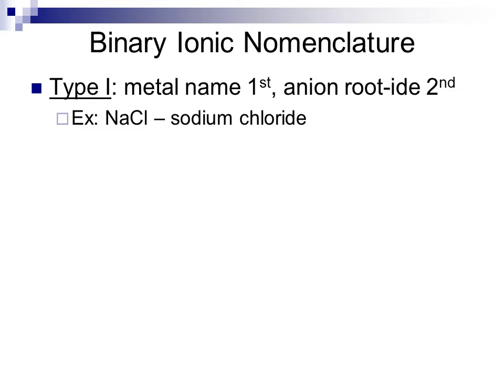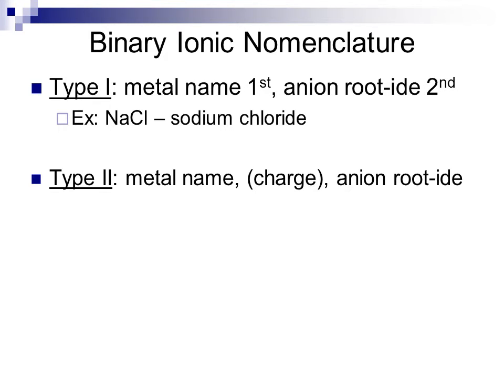For example, sodium and chlorine forming sodium chloride. Sodium is the name of the metal. The element chlorine has a root chlor. So we take the root chlor, add the suffix "ide" to it, and get chloride. So putting that together, we get sodium chloride.